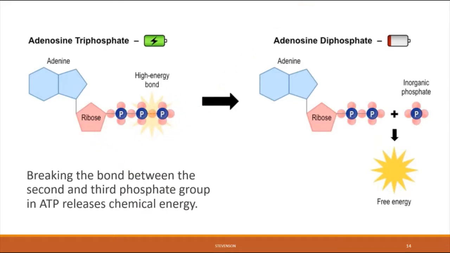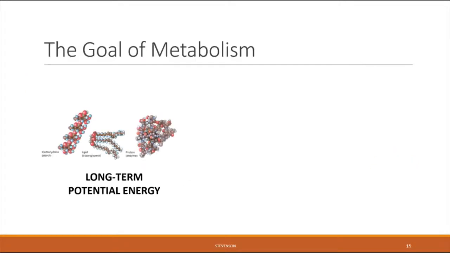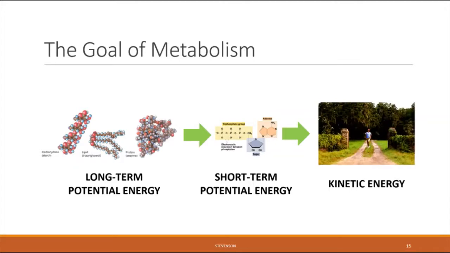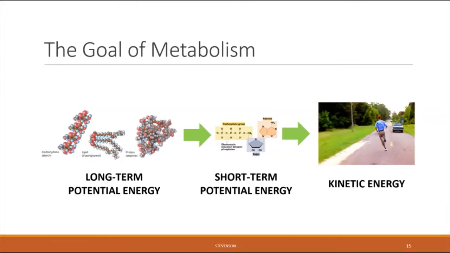So that's the goal of metabolism. The goal is to take chemical potential energy found in molecules like carbs, lipids, and proteins, which are very valuable and rich in terms of energy, but that energy is not easily accessible. And we take that more long-term potential energy and convert it into a short-term form of potential energy, which is the molecules of ATP, which again are also rich in energy, but that energy is useful. And then that short-term potential energy can then be deployed and used to convert to kinetic energy for organisms to carry out all the processes that they need to do.